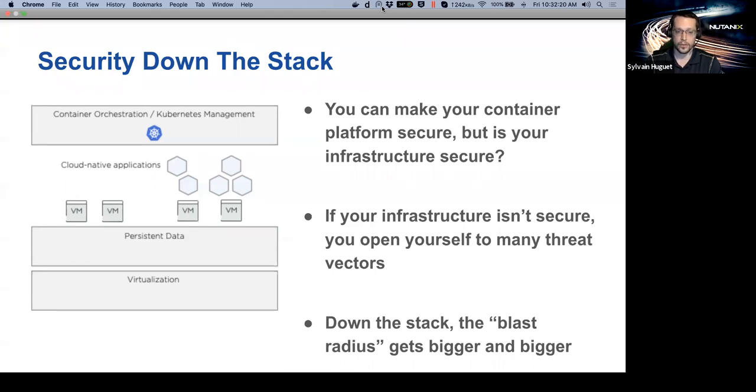Because again, if your infrastructure is not secure, the blast radius of having, for example, a gaping hole in your virtualization management plane means that your app is very secure in your VM, but the bad guy is already seeing all of your VMs, including yours. So right there is the problem.